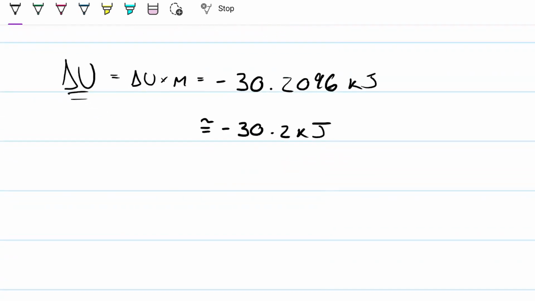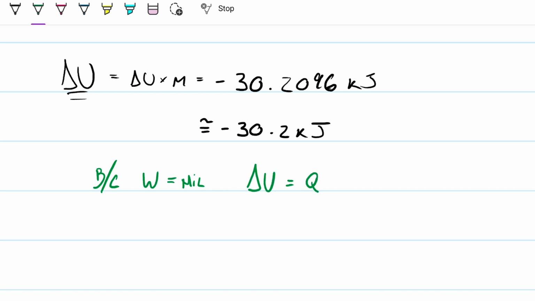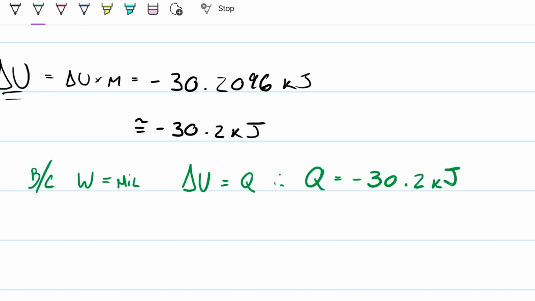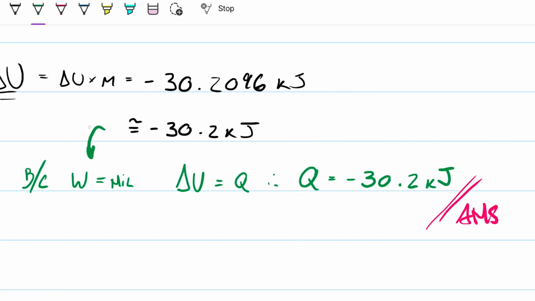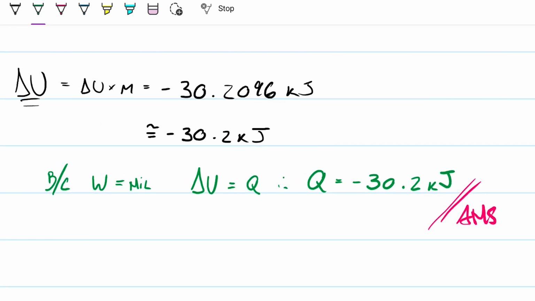Okay, and then last but not least, because of what we said before, because work is nil, delta U equals Q, and therefore Q equals negative 30.2 kilojoules as well. Okay, so don't dismiss this last step. Students love to do this, forget about it, and just end here, and they lose some marks because of that.